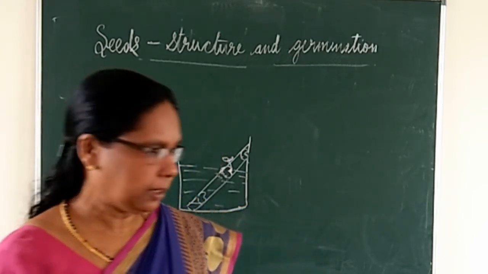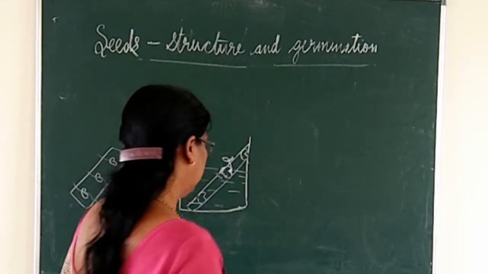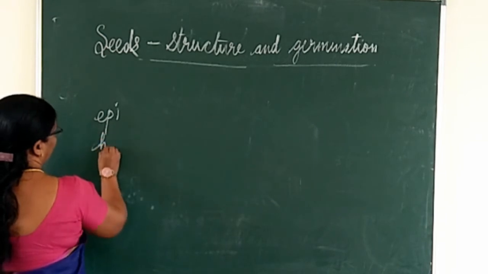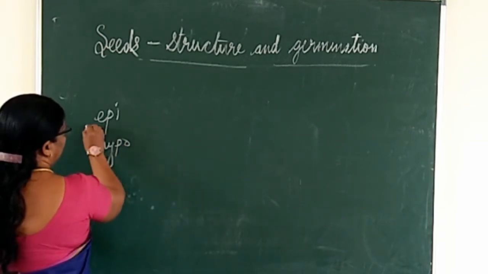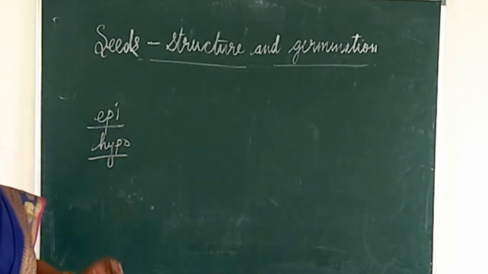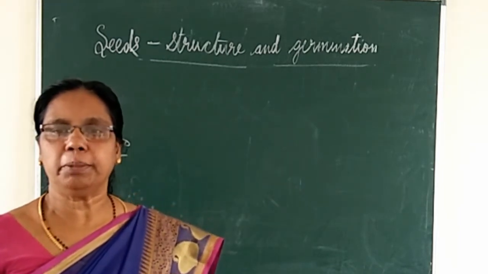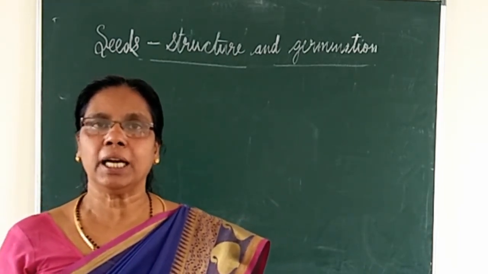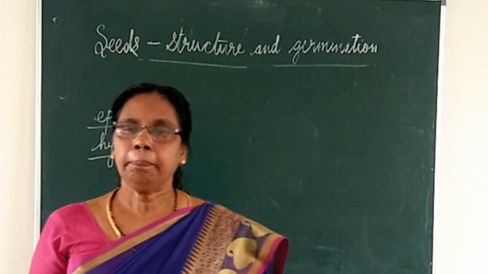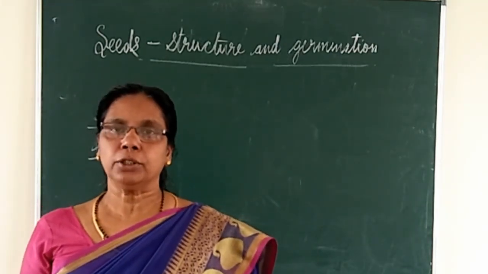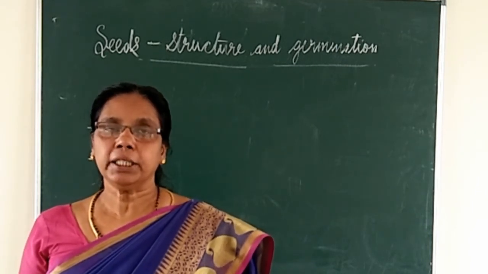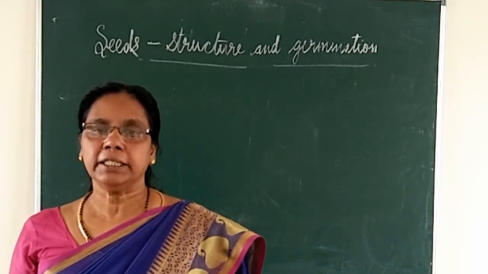Now let us see the types of germination. These two terms, epi and hypo, give the two types of germination. One is called hypogeal germination and the other one is called epigeal germination. With examples, we are studying epigeal germination as well as hypogeal germination.